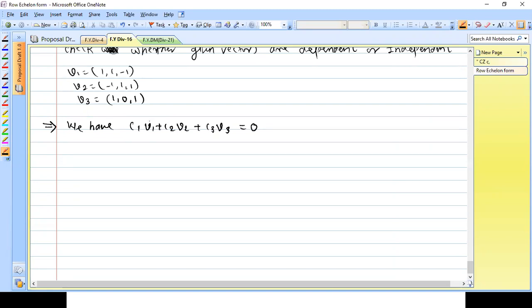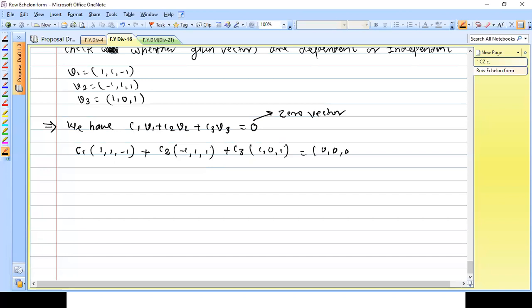And if at least one of them is non-zero, then dependent. So we are interested in the value of C1, C2, C3. So put the values. Here 0 is nothing but the 0 vector. So how one can write down? C1 I write down as it is. What is V1 here? 1, 1, -1 plus C2 as it is. What is V2? -1, 1, 1. What is C3? 1, 1, 0, 1, which is nothing but 0 vector. So write down 0 zeros.